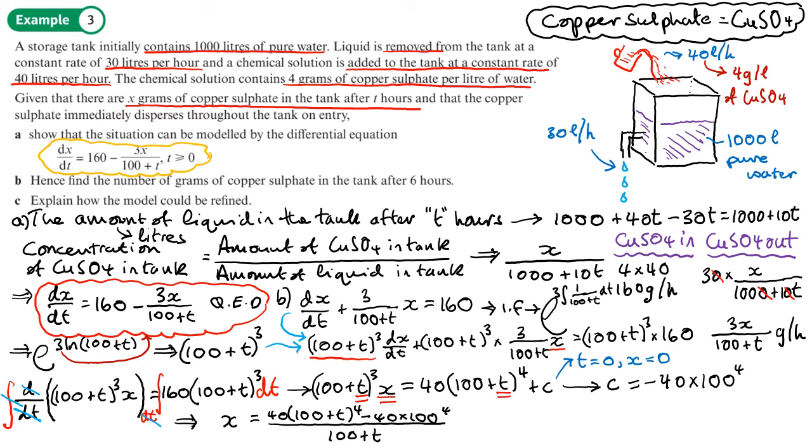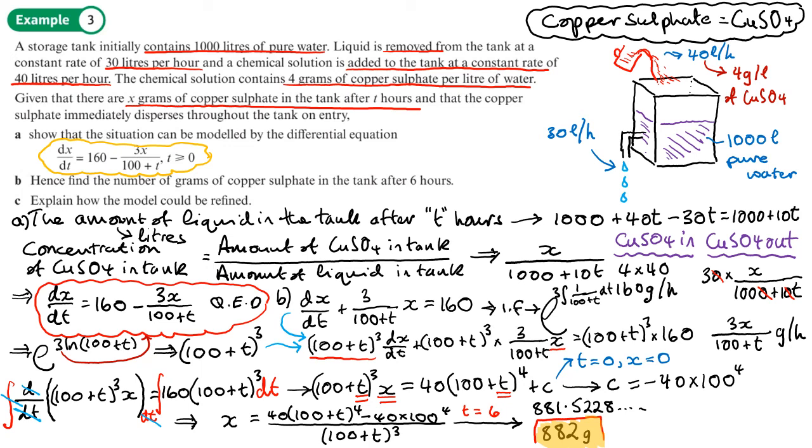I want to find the concentration, or the amount in grams, of copper sulfate when t equals 6. So I've already done this. If I put t equals 6 into that equation, I get my exact answer, 881.5228, and then I'll round it to 3 significant figures. So let's give that as 882 grams. There's my answer for part B.